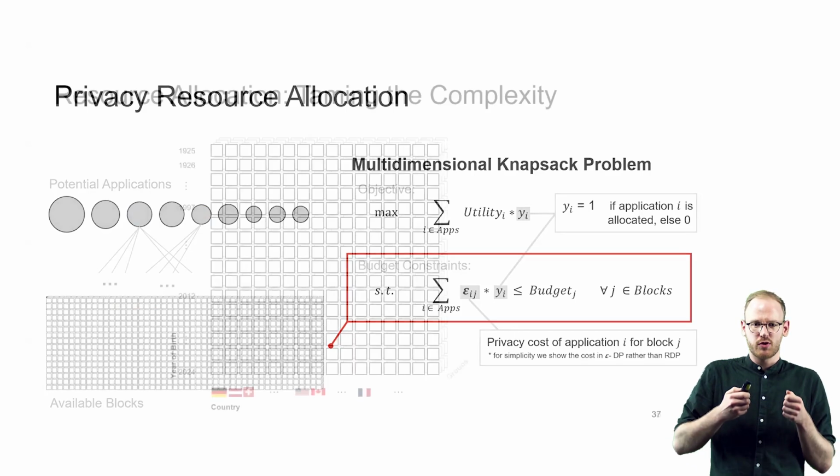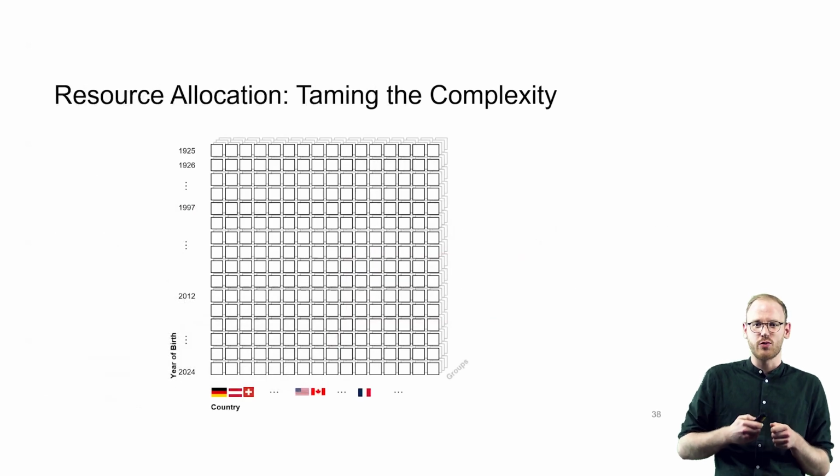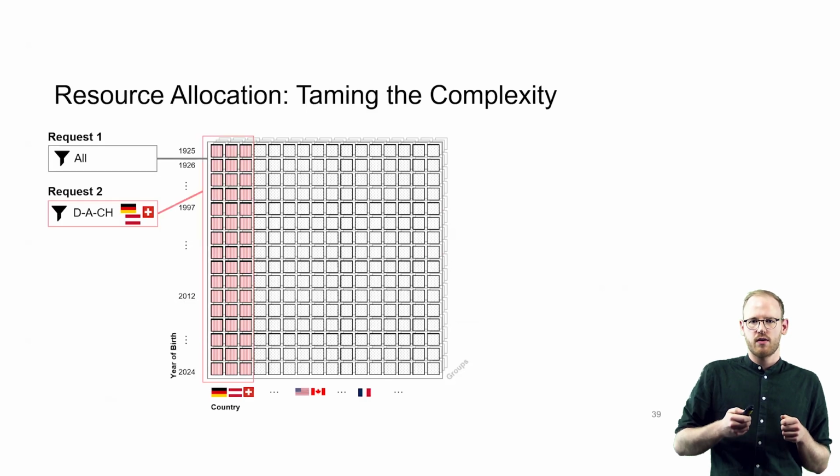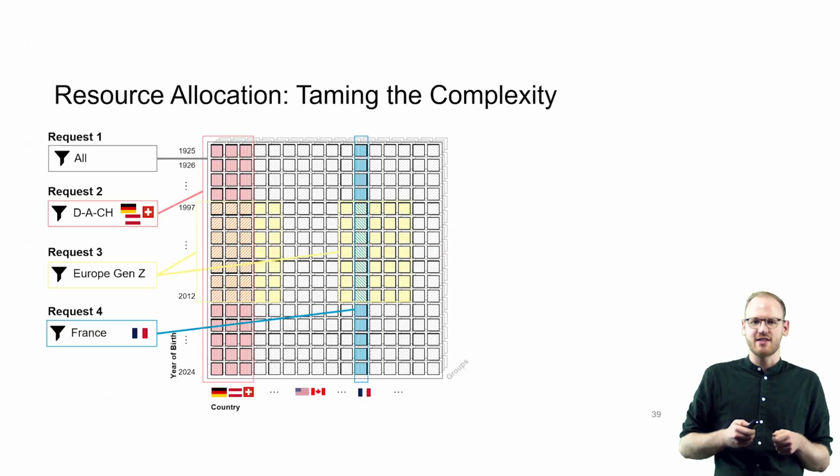The optimization opportunity in practice is that we rarely need the full dimensionality to prioritize between a given set of requests. The problem is that it's hard to know which dimensions we need in advance. So let's consider an example. Here we have different candidate applications selecting different blocks based on partitioning attributes.